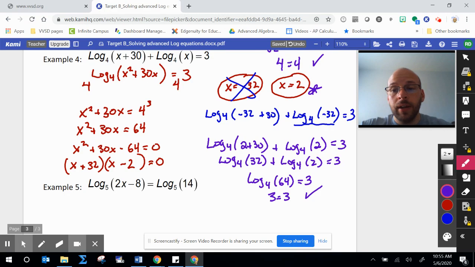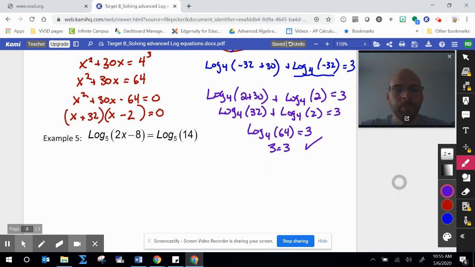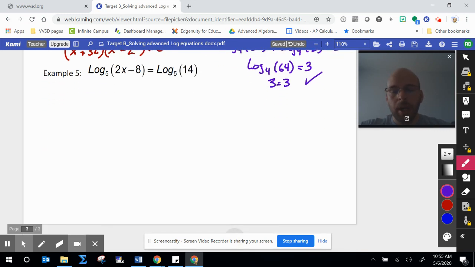Okay, now it is possible to have two solutions. I do want to make you aware of that. It is possible to have two solutions to these questions. All right. Now the last example I think is probably the simplest. It makes the most common sense.